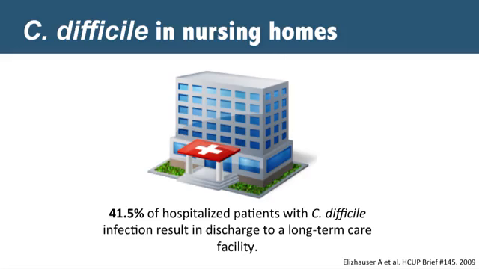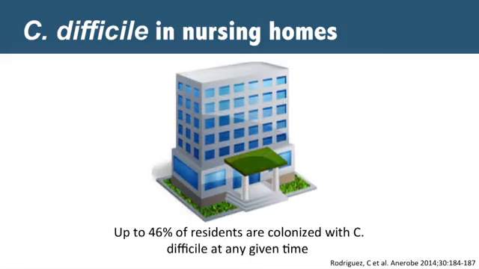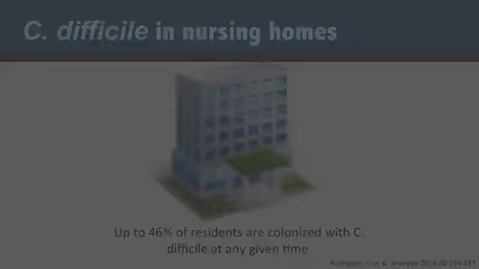As a result, a significant number of individuals may be carrying C. difficile on admission to a long-term care facility, and up to 20% may acquire the organism during their stay. As a consequence of the high numbers of residents already admitted to long-term care facilities with C. difficile from the hospital and the subsequent colonization of other residents, the prevalence of C. difficile colonization in nursing homes has been reported to be as high as 46%.